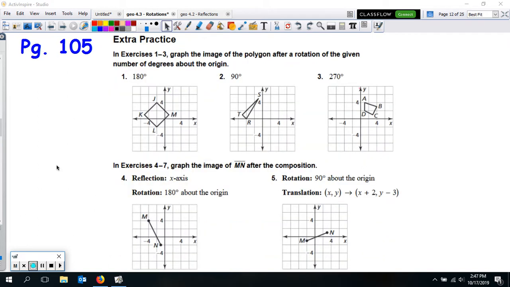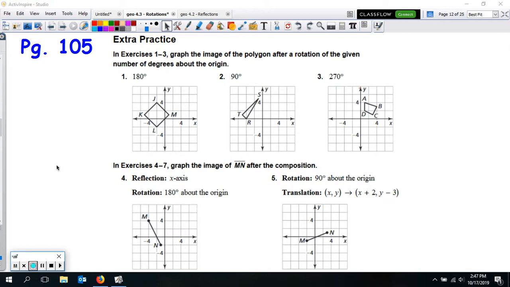All right, so on page 105, we start our extra practice. For the first three, it says graph the image of the polygon after a rotation of the given number of degrees about the origin. So first of all, an image, remember, is the terminology we use for the new figure that we're going to be putting down. The one that's there already on the graph is called the pre-image. That would be the original. And our rotation here is giving us the number of degrees. You can see the 180, the 90, and the 270, and it says it's all about the origin.